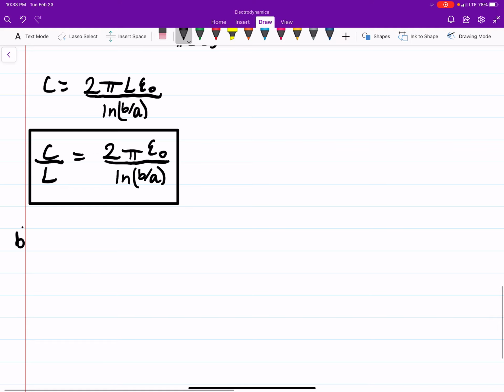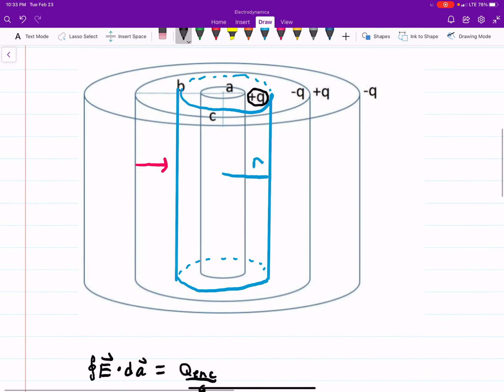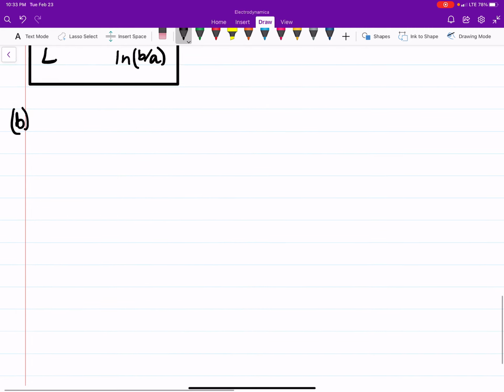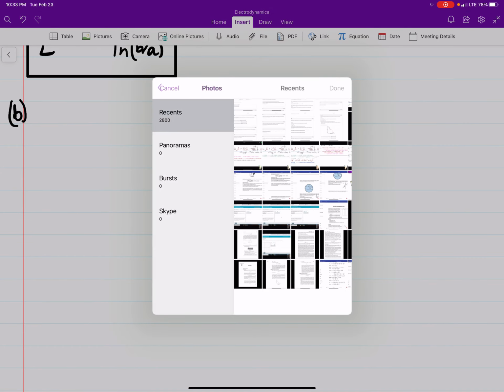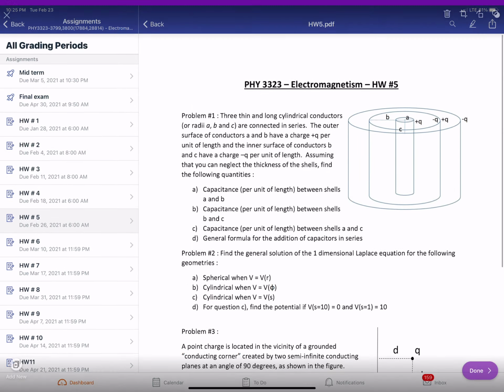Now for part B, let me just draw a new Gaussian surface so we can see. Part B actually will be pretty easy. We won't have to do much work, thankfully.